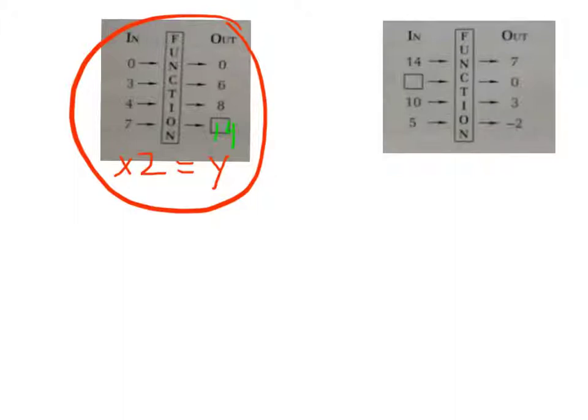Alright, then let's go take a look at this one over here. Here I'm putting in a 14 and I get out a 7. Okay, I could minus 7, or divide by 2. Here I put in a 10 and I get out a 3. So dividing by 2 doesn't work, but subtracting 7 seems to. Let's go down here. 5 minus 7 is a negative 2. Alright, so to get a 0 over here, that means I must have put in a 7.